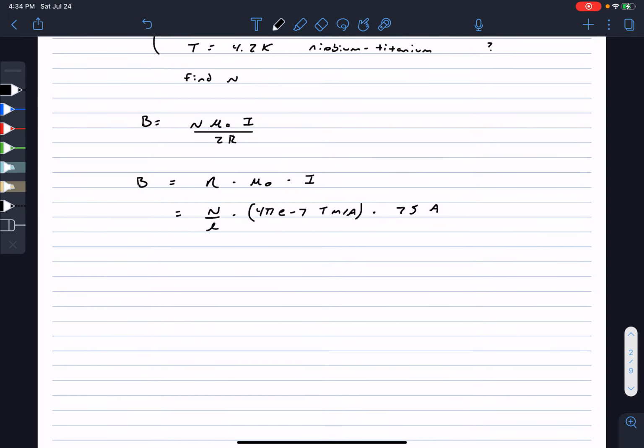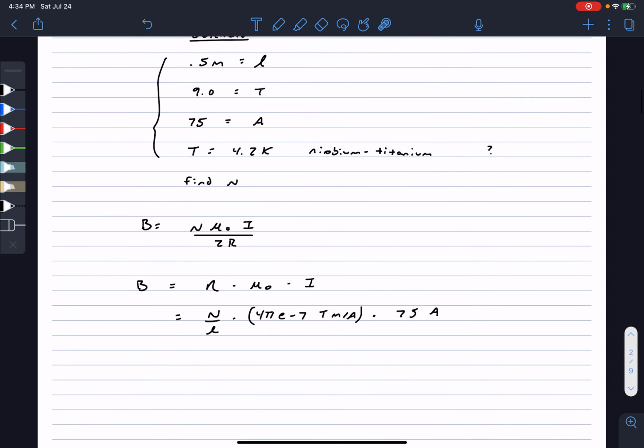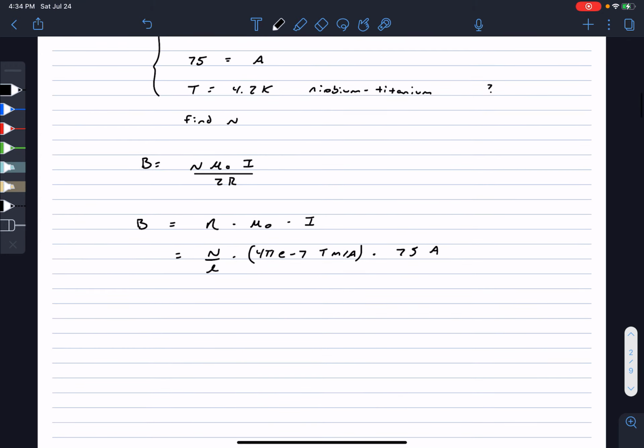So to find N, all we have to do is solve. We have everything we need. This is B. I don't know why I wrote that down as equals T. This is 9 Tesla is equal to our B field. Okay, good. So now we have L times B over mu naught over I. That gives us the value of N.